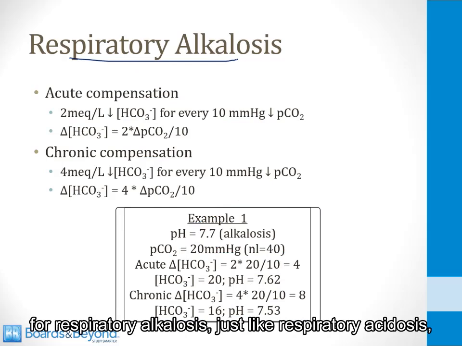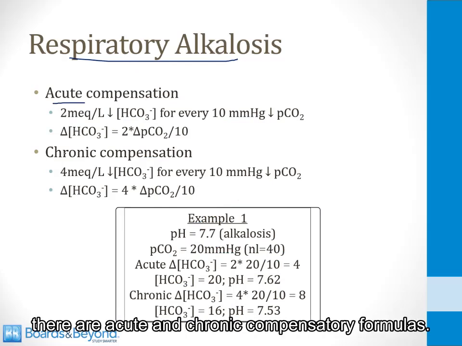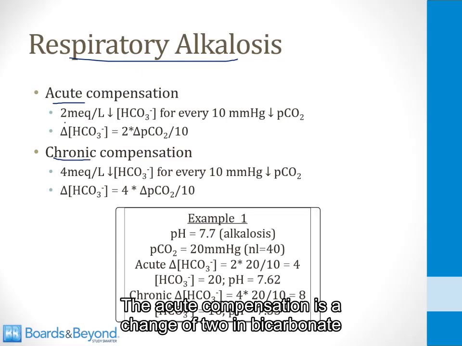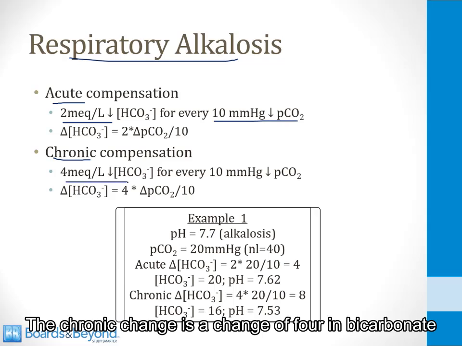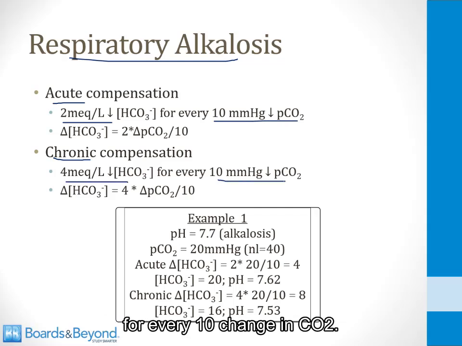Shown on this slide are the compensatory equations for respiratory alkalosis. Just like respiratory acidosis, there are acute and chronic compensatory formulas. The acute compensation is a change of 2 in bicarbonate for every 10 decrease in CO2. The chronic change is a change of 4 in bicarbonate for every 10 change in CO2. Let's go through an example.